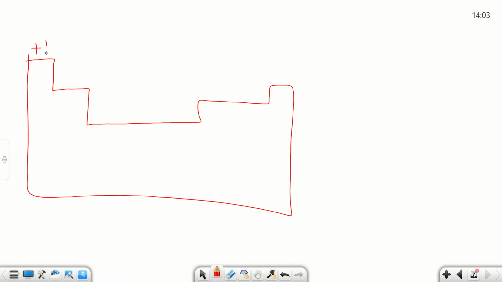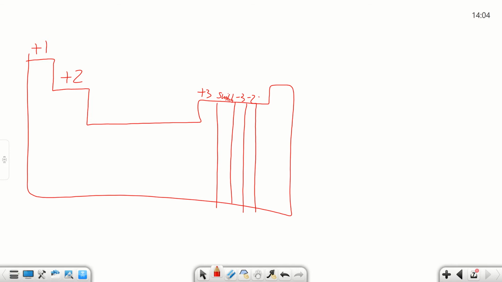Group 1, positive 1. Group 2, positive 2. We're not going to worry about the middle ones too much. Group 3, positive 3. Group 4 is the switch. Group 5 is then negative 3. Groups, I guess 15, 16, sorry, is negative 2. And group 17 is negative 1, the halogens.